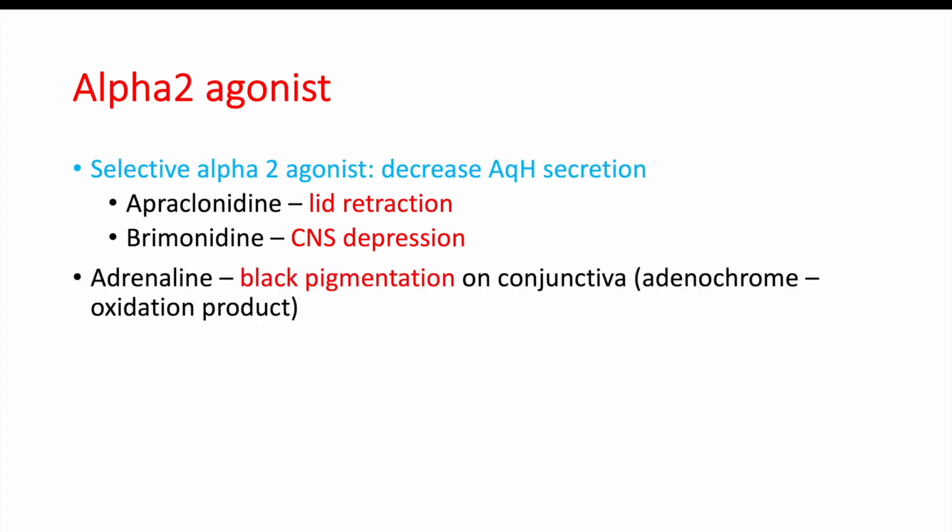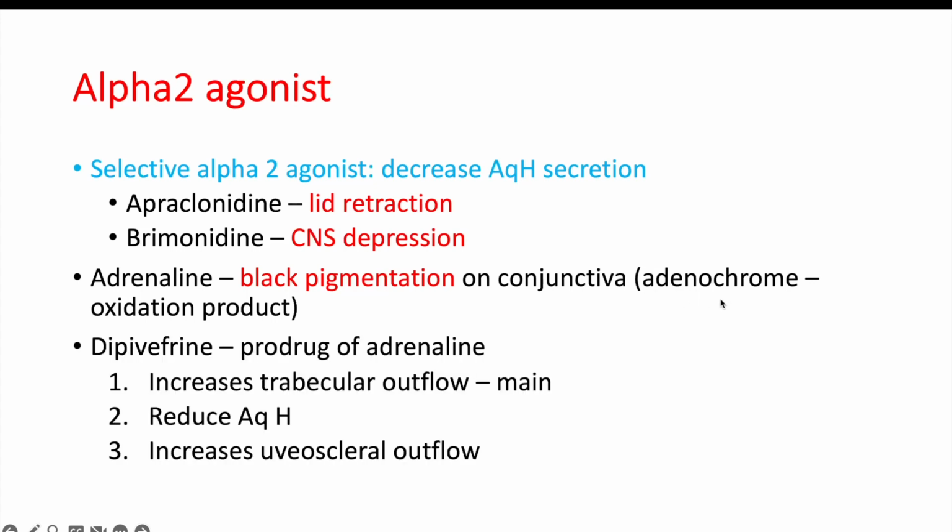So adrenaline is one more drug which can be used, which is an alpha 2 agonist. The major drawback here is it can cause black pigmentation on the conjunctiva. It is mainly due to the oxidation product which is produced, that is adenochrome. So next we have dipivefrine, which is a prodrug of adrenaline.